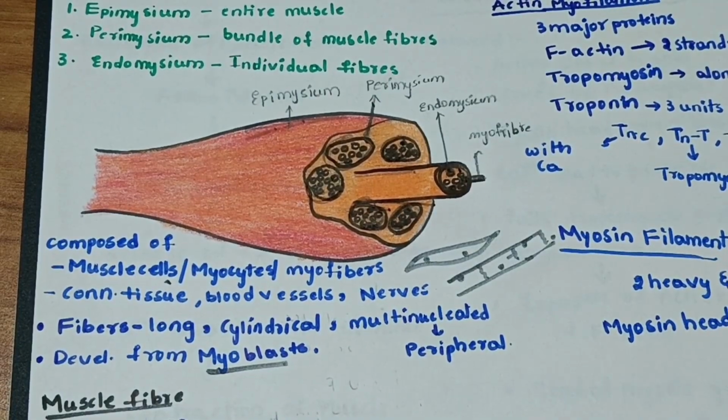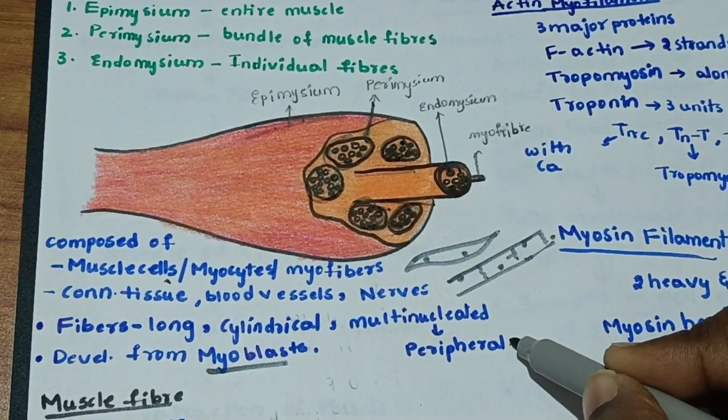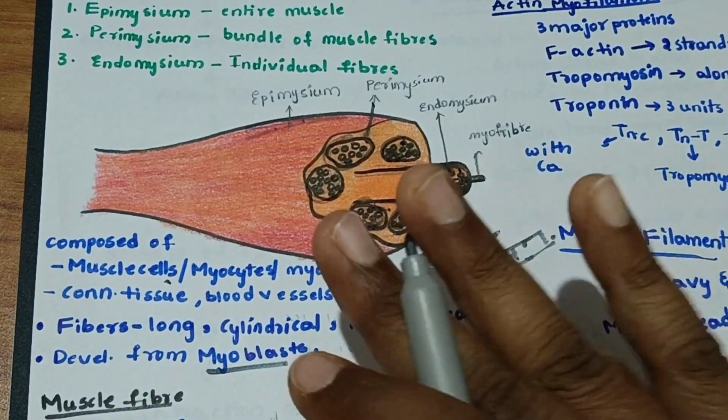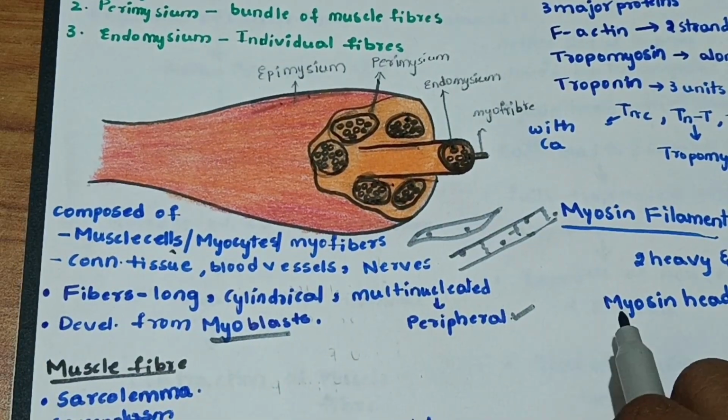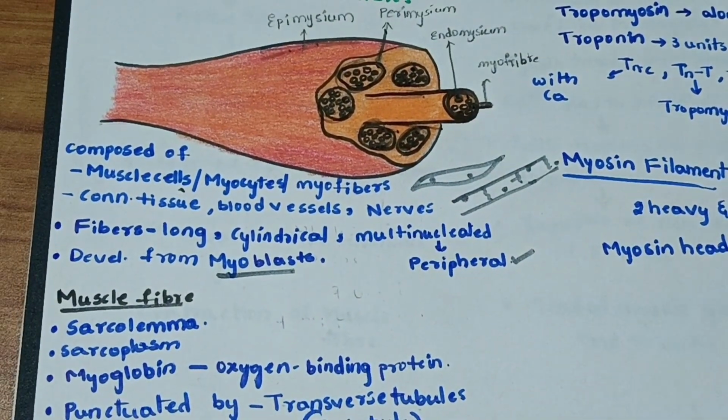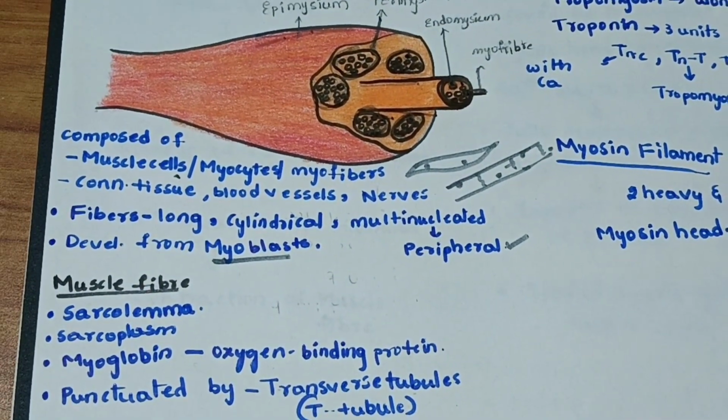What is the muscle composed of? It contains muscle cells or myocytes or myofibers, connective tissue, blood vessels, and nerves. The fibers are long, cylindrical, and multinucleated, containing more than one nucleus. And they are presented peripherally, not centrally. Now let's see the structure of muscle fiber or myocyte.